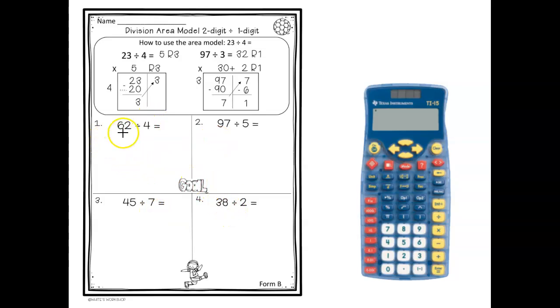So when you're doing this problem, like 62 divided by 4, you set this up, you have your rectangle drawn. You're going to put 62 on the inside because that's your area, 4 on the outside because that's your width, and you're trying to figure out what the length is. The length, remember, is your quotient.